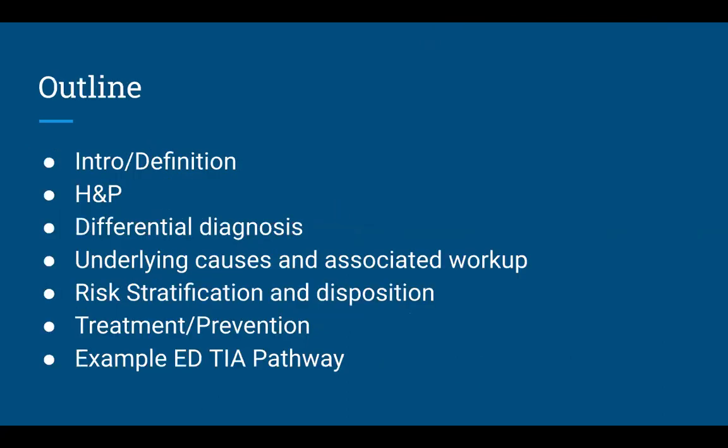So today we're going to go through TIA, what it is, what the definition is, what things you're looking out for, and what is on your differential diagnosis. Most importantly, where we're going to spend most of the time today, is talking about what the underlying causes of TIA are and what workup you would do to find these causes, or at least to look for them. We'll talk a little bit about risk stratification and the choice of dispo, and then treatment and prevention. And then we'll go through the pathway that I have coming out shortly.